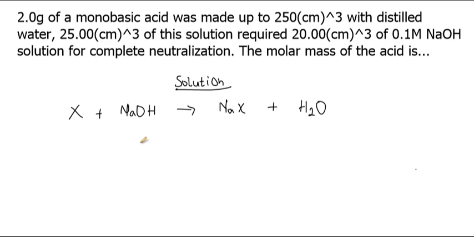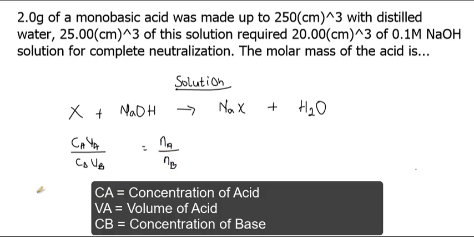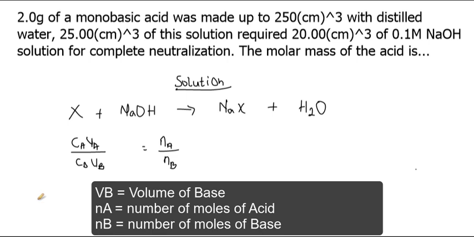The next thing to do is to write out the formula we'll be using. And don't forget that any question that has to do with neutralization reaction or titration, we'll be using the formula CAVA over CBVB equals NA over NB. Where Ca is the concentration of the acid in mole per dm³, Va is the volume of the acid, Cb is the concentration of base in mole per dm³, Vb is the volume of the base, Na is the number of moles of acid, and Nb is the number of moles of base.